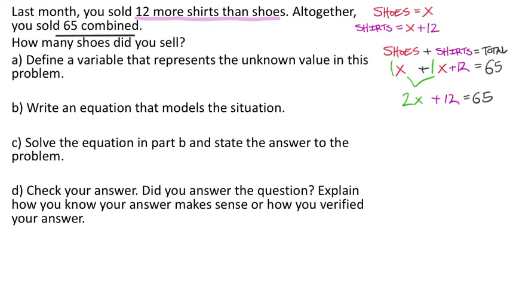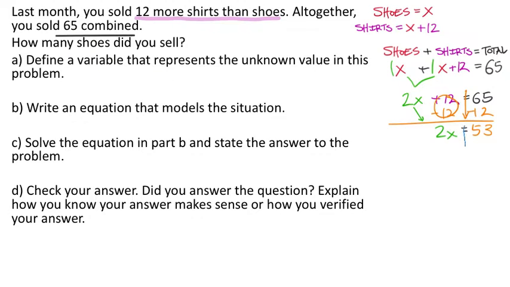Now to solve this, I'll use principles of equality, so I'll subtract 12 from both sides. I'll zero that out. I can drop my 2x, which equals 65 minus 12. 5 minus 2 is 3. 6 minus 1 is 5. And it looks like we may get some half. That's okay. I'm still going to stick with this one.